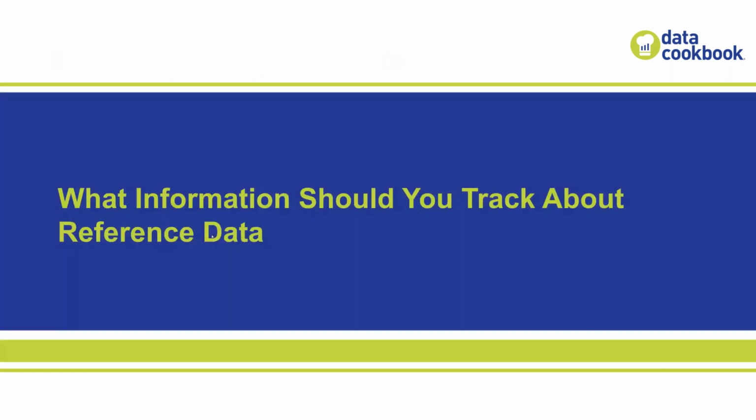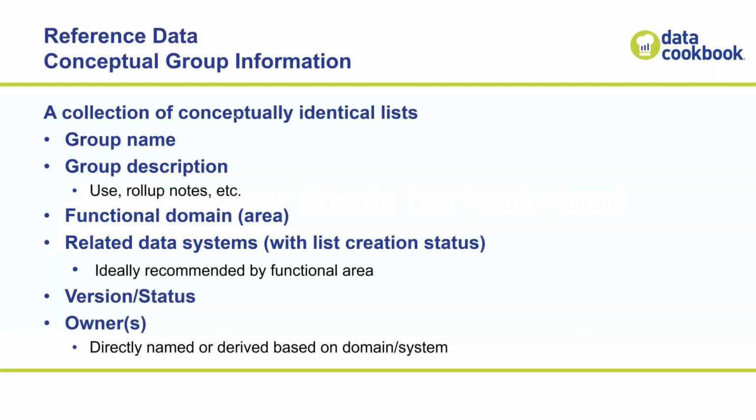Right, so what kind of information do you want to track about these reference data lists? At a conceptual level, you have a group name. In that previous example, your group name might be that we're tracking employee statuses. Then a description: what is the point of this? What does this mean? What are we trying to do here? What domain is it in? The employee status is in the human resources domain.